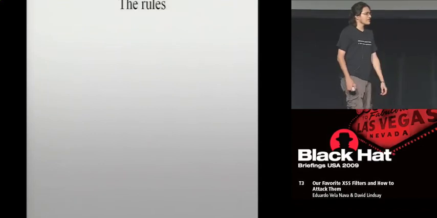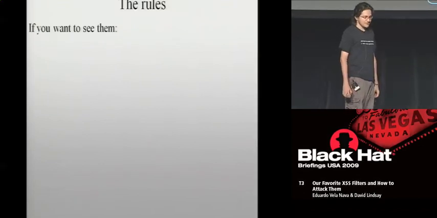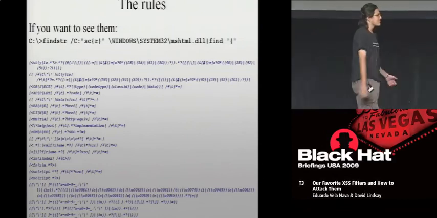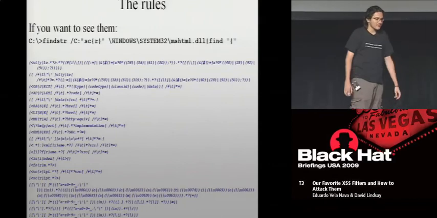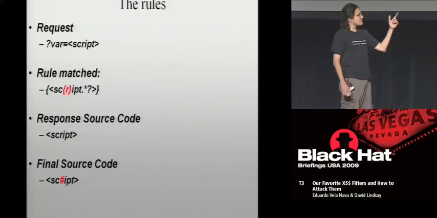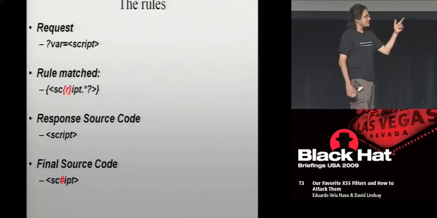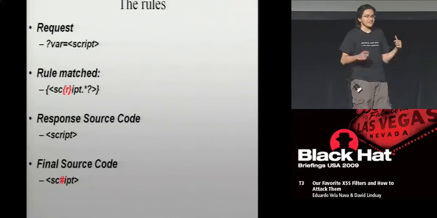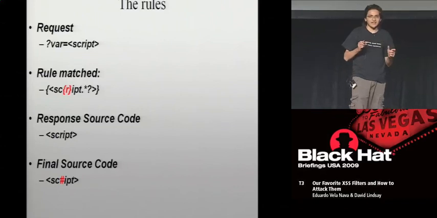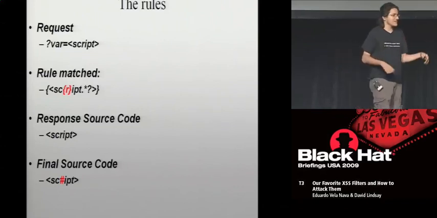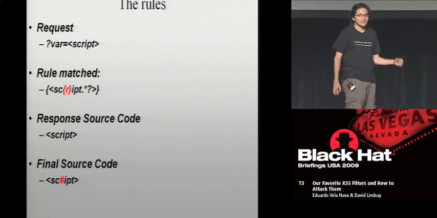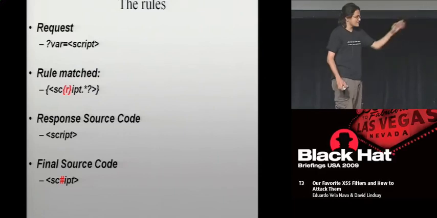So the rules. There are a lot of rules. If you want to see them, you can put this into your Windows machine, the DOS, and you're going to see the rules. There are regular expressions in general, and they're all like this. The request is like this, bar script. And then the rule that is matched is this one, script. So then the filter looks in the response if the matched request is sent. And then it does another signature check, and then it matches the element in red, and it nullifies it with a hash symbol.